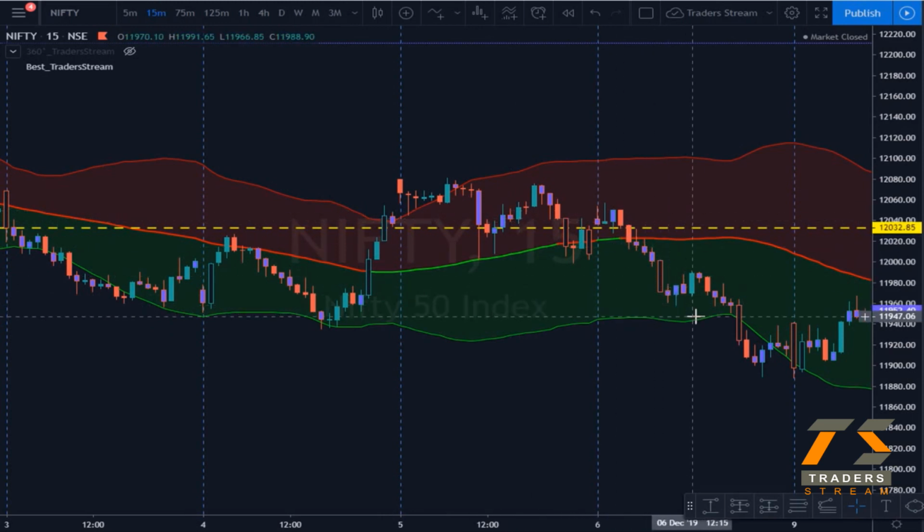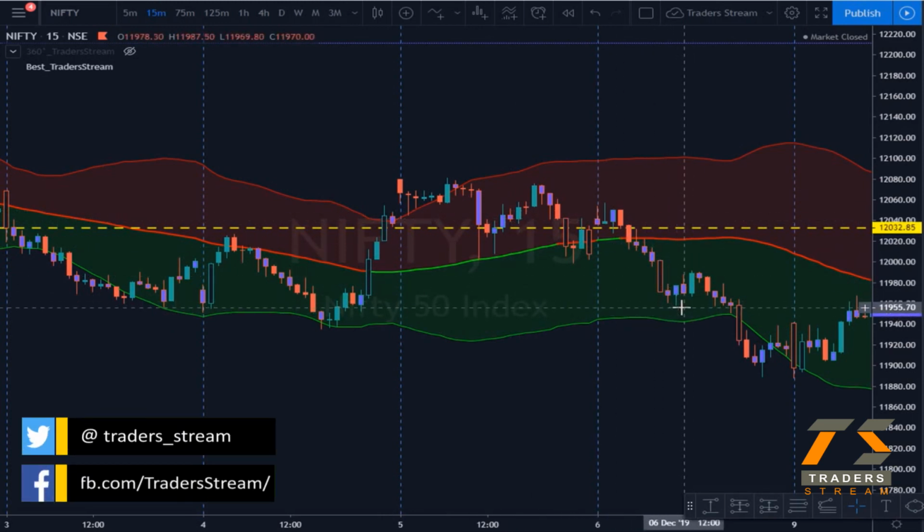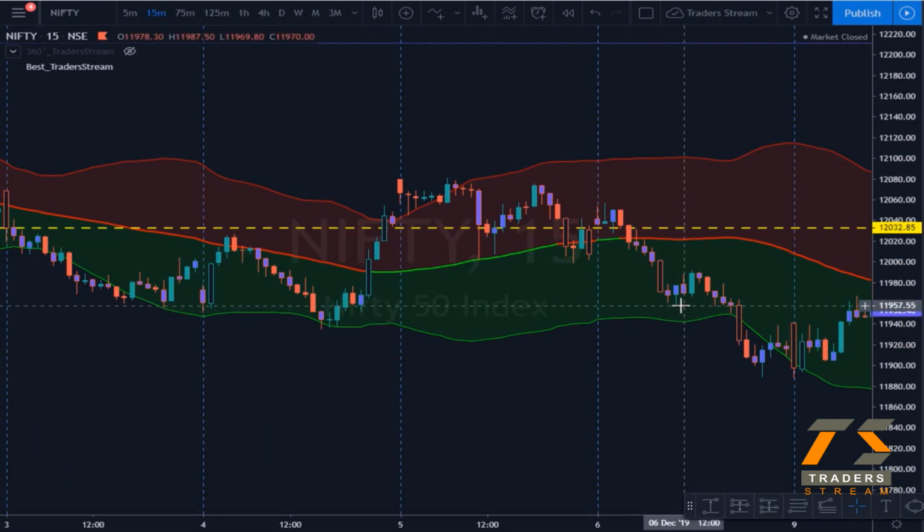So market went in here and it came back to this price. If you can actually see here, market did touch the exact price here, this range that we are talking about. It came in here at 11,950 and gave you a price movement of 40 points.